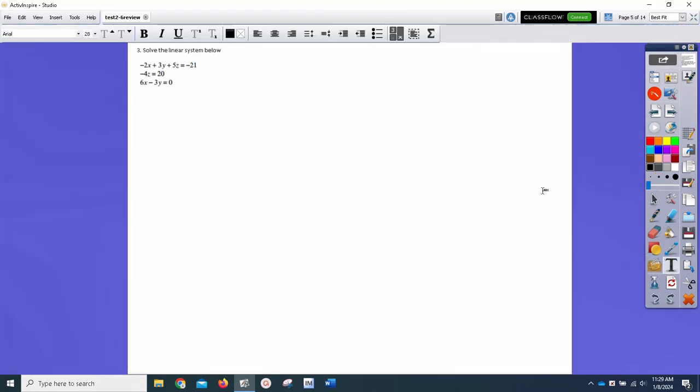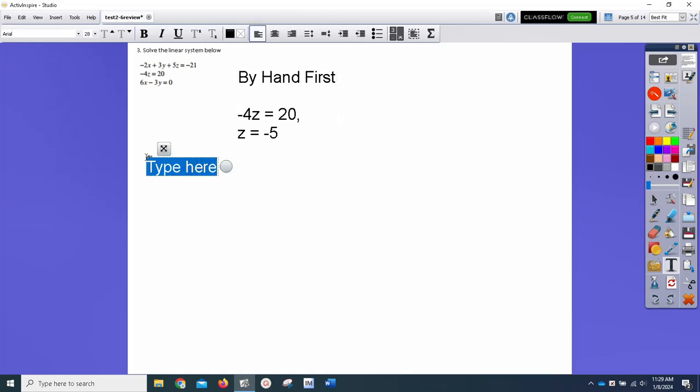So I'm going to do this one two different ways. I'm going to do it by hand to start off. By hand first. Then I'll do it in the calculator. Well, look at that line, it says negative 4z is 20. And if I just solve for that, I get z is negative 5 because I divide both sides by negative 4. Then I'm going to take that and I'm going to plug it in to the first equation.